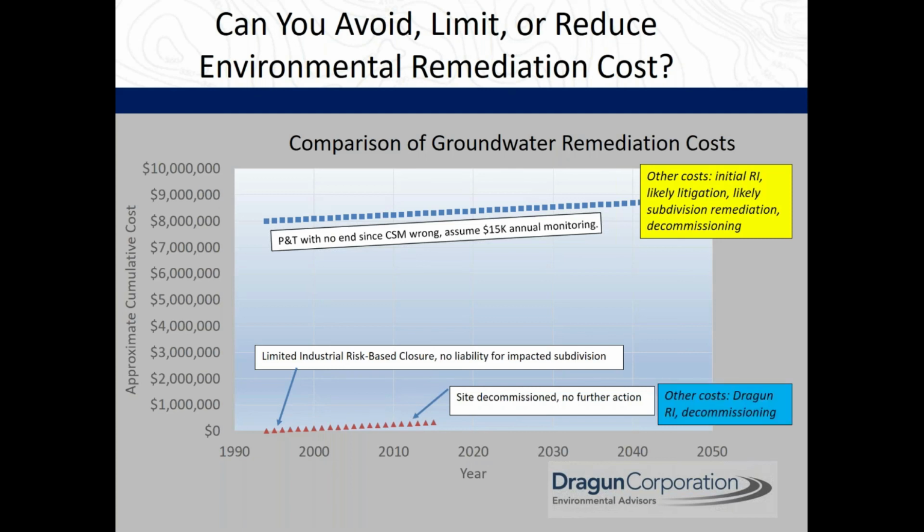Our other costs were the initial remedial investigation and decommissioning. So essentially, we saved about $8 million. And the only reason that we could do that was because we figured out that the previous consultant had extremely misinterpreted the hydrogeology and the contaminant transport. Next slide, please.